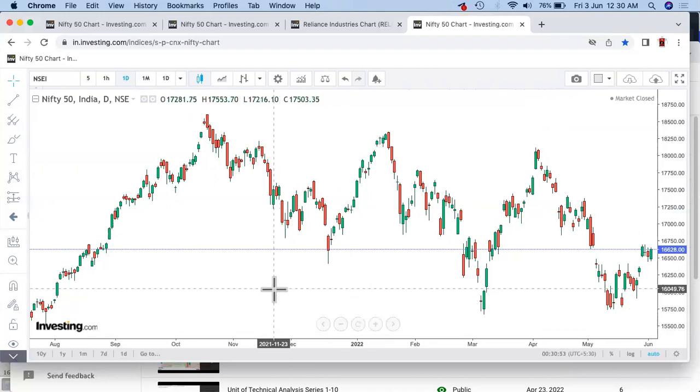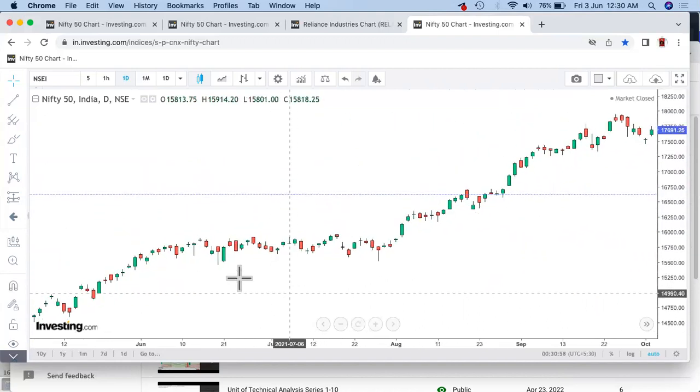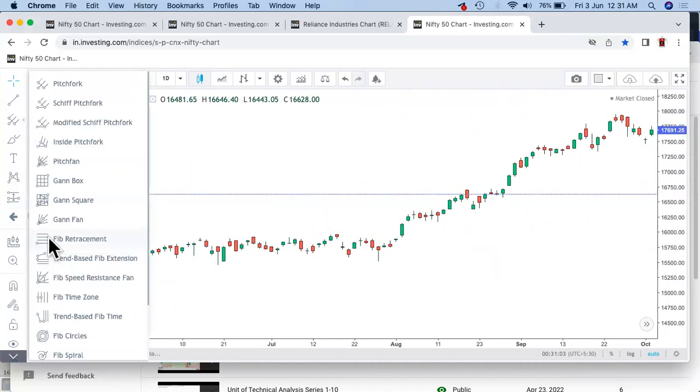Now let's see what is there in a sideways pattern. If you see continuously, maybe probably specifically this part, I'll mark this with Fibonacci because we have already learned Fibonacci previously.